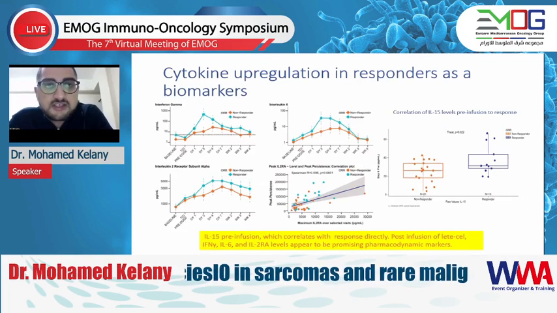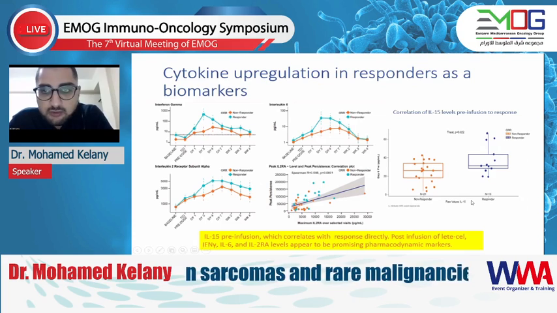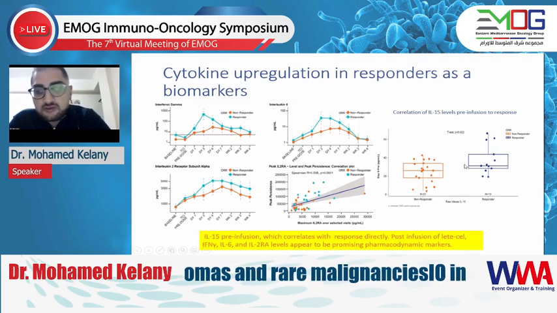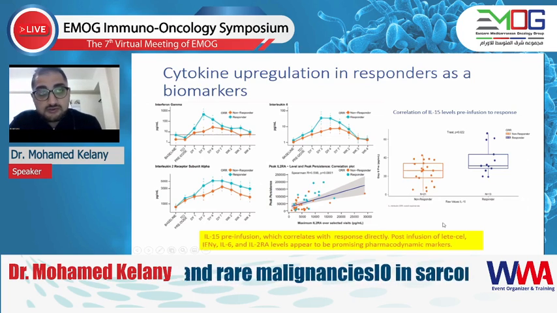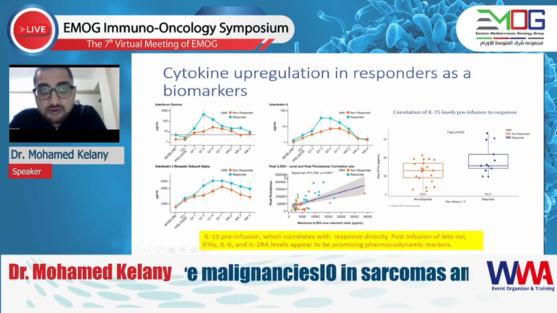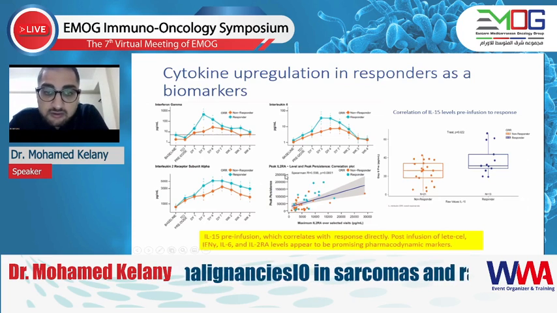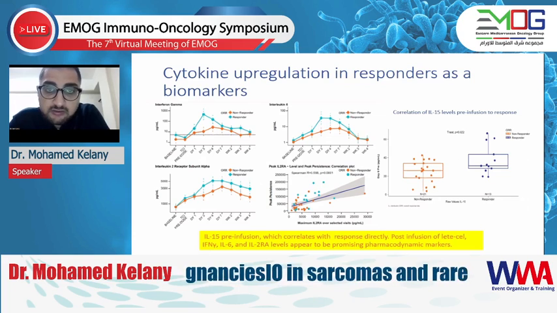If we use cytokines as biomarkers for this therapy, we found that interleukin-15 is directly correlated with response in the pre-infusion. In the post-infusion, interferon gamma, interleukin-6 and interleukin-2 receptor alpha also appear as promising biomarkers for response.